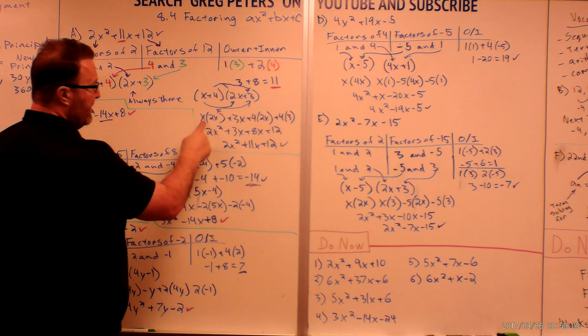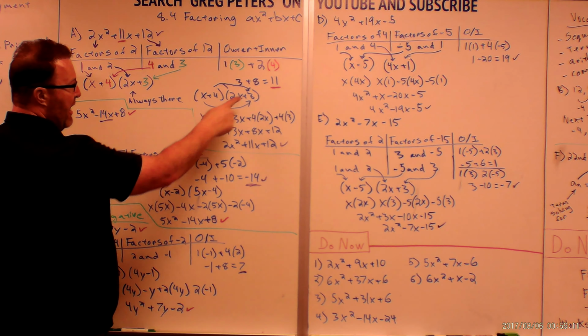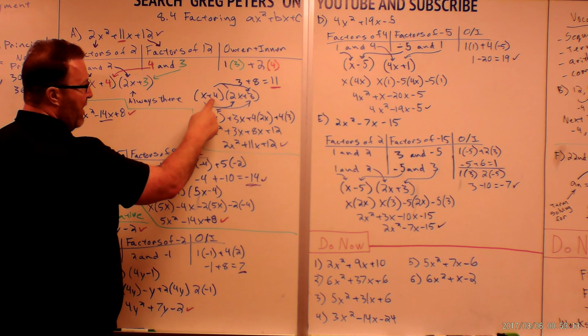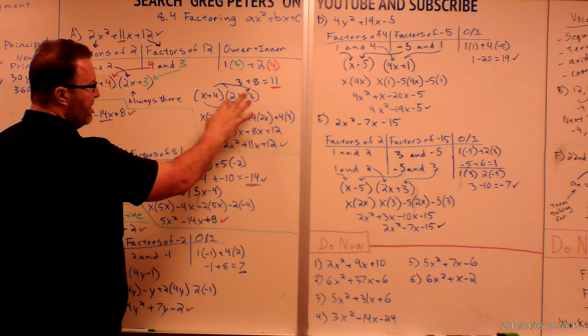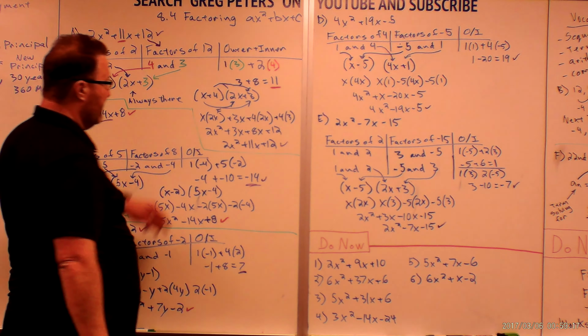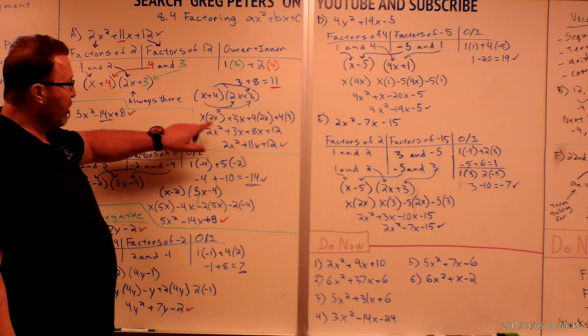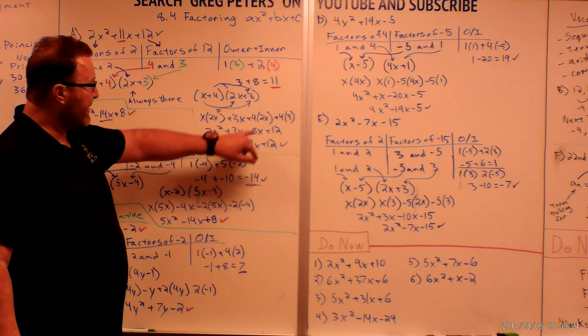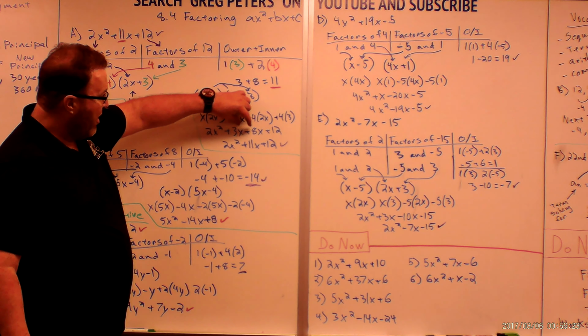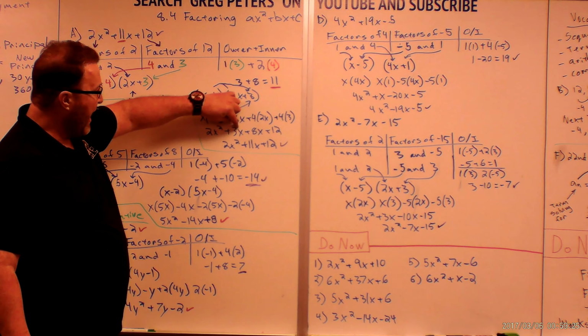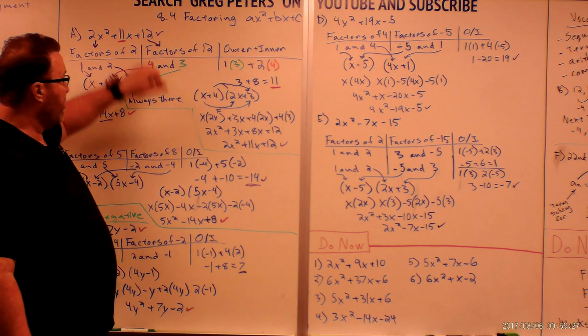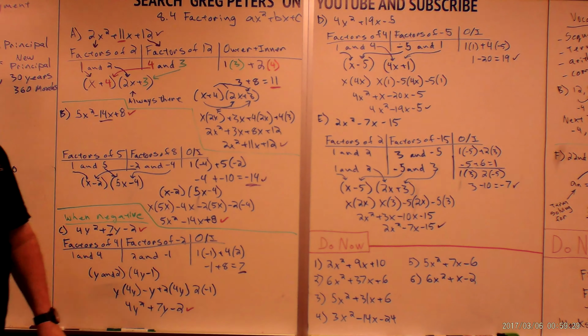X times 2x, that's x times 2x. And then 3 times x, 3x. 4 times 2x. And then 4 times 3 is 12. Simplify. So that's 2x squared because we have 2 x's. 3x, 8x, 12. We simplify in the middle. 8 and 3, 11. This checks out to the original problem. We factored it out. We're finished.